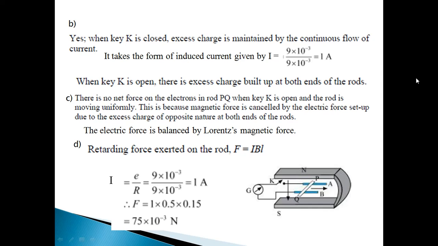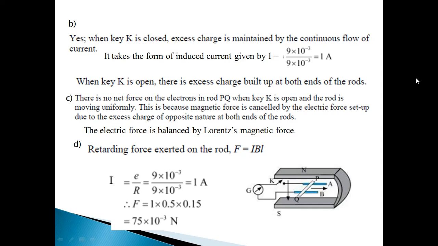When K is closed, excess charge is maintained by the continuous flow of current. When K is closed, obviously, as you can see from the diagram, a current circuit, the EMF induced will produce a current, and that excess charge is maintained by the continuous flow of current. And the current induced is given by the formula I equal to E by R, which is 1 ampere. Now what happens when K is open? When K is open, there is excess charge built up at both ends of the rods. The charge will be stored at both ends of the rods.